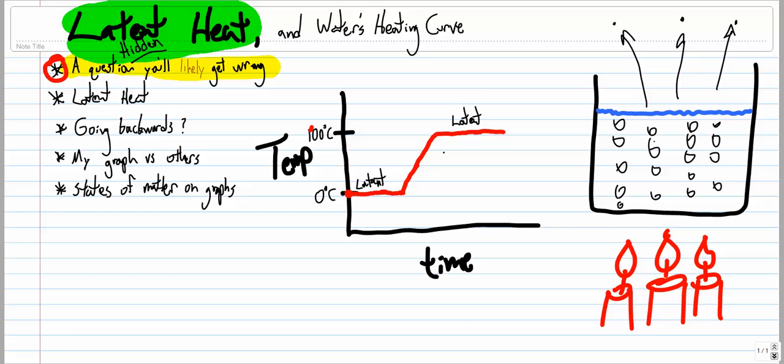So when did we say that the temperature started to go up? The temperature started to go up when all we had left was liquid.